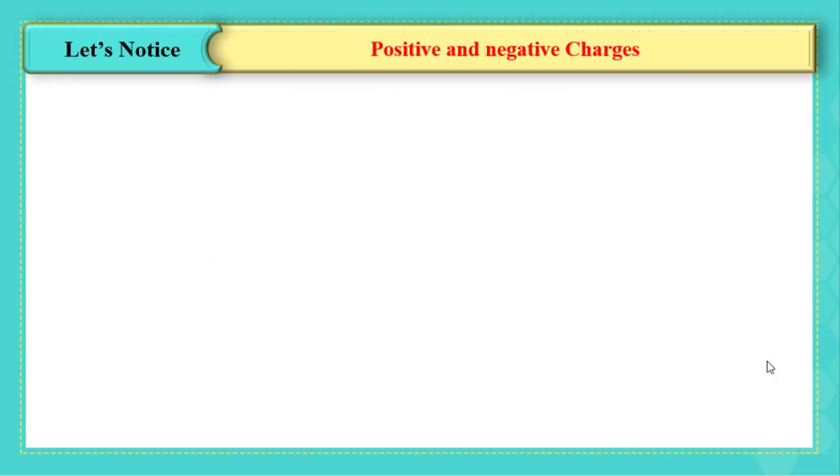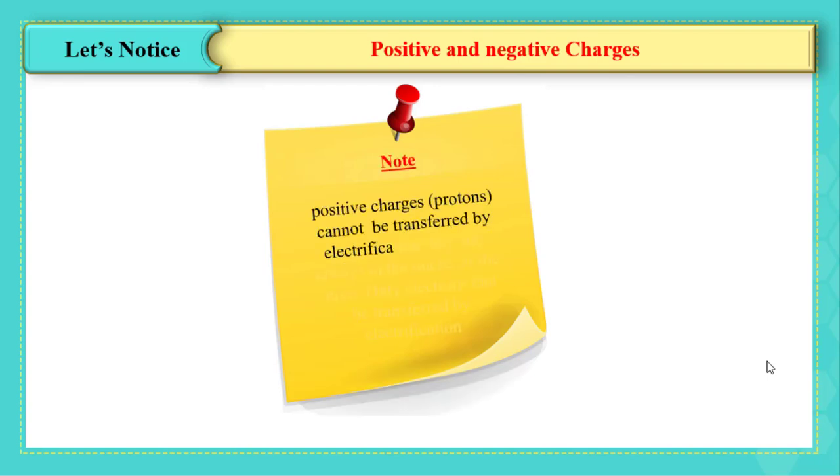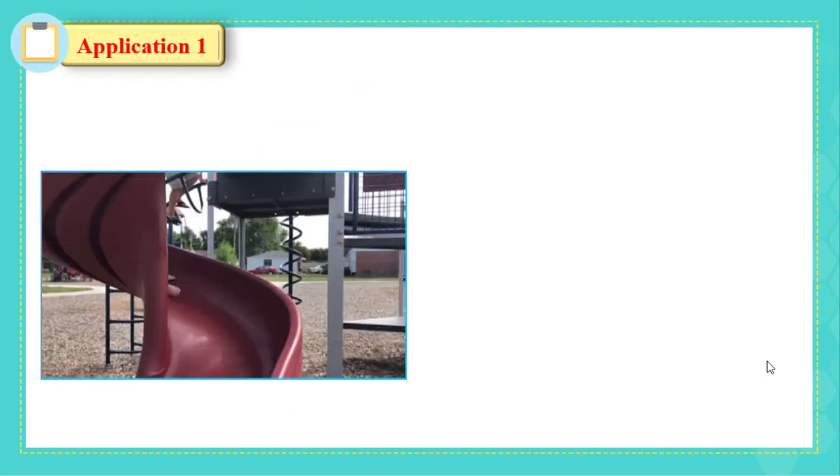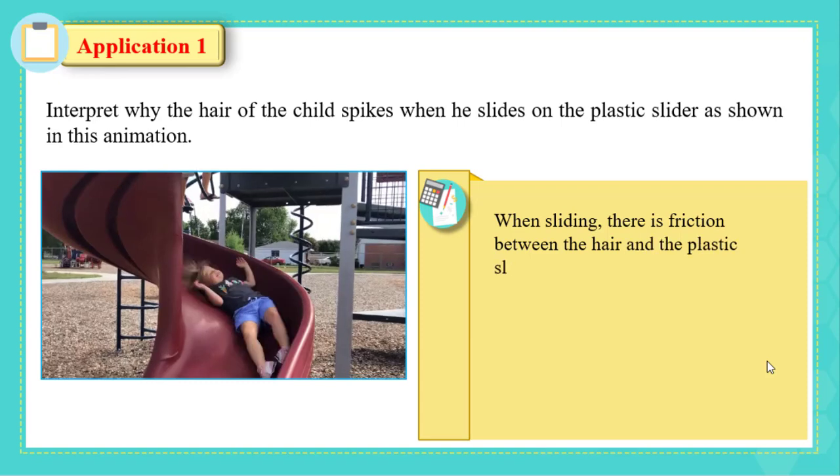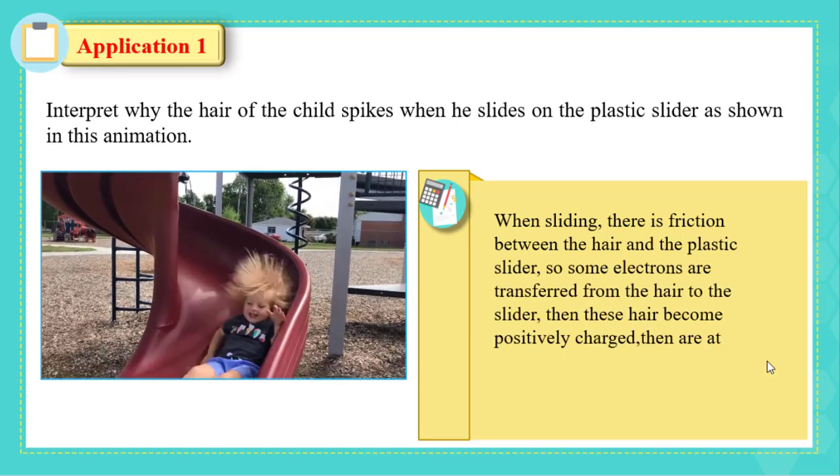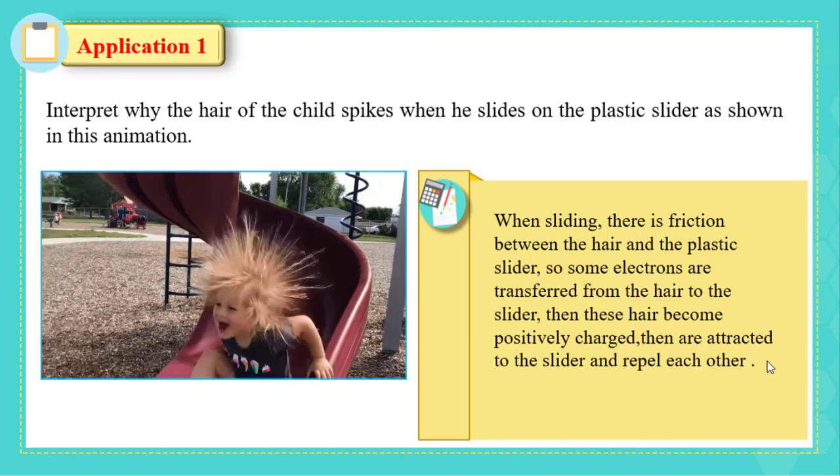Application 1. Interpret why the hair of the child spikes when he slides on the plastic slider, as shown in this animation. When sliding, there is friction between the hair and the plastic slider. So some electrons are transferred from the hair to the slider. Then the hair becomes positively charged, is attracted to the slider, and the strands repel each other.